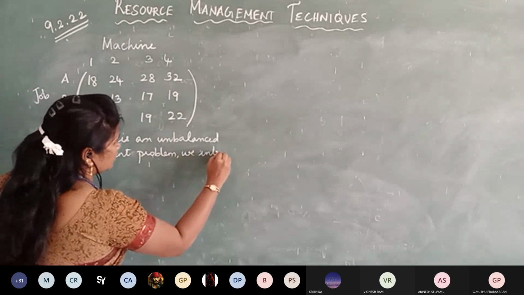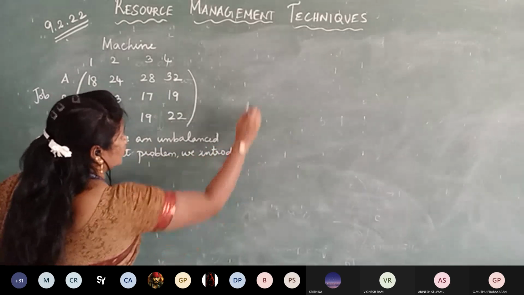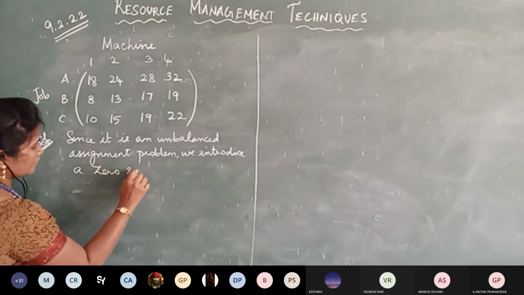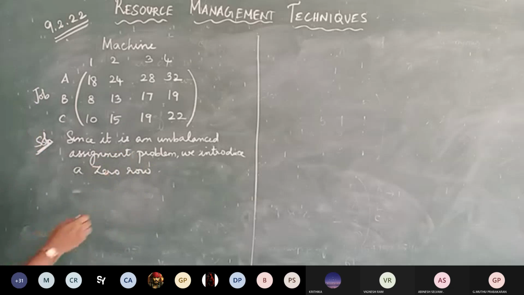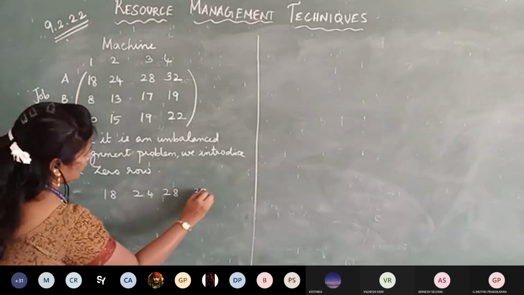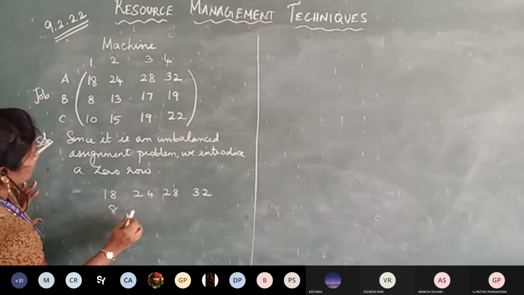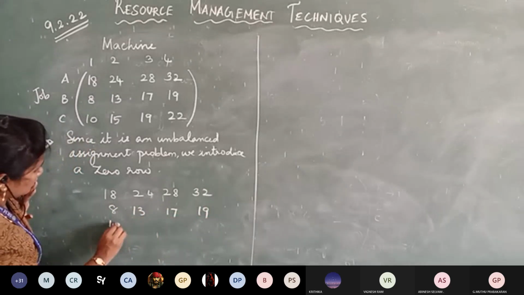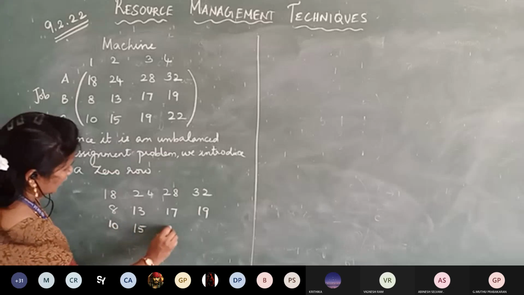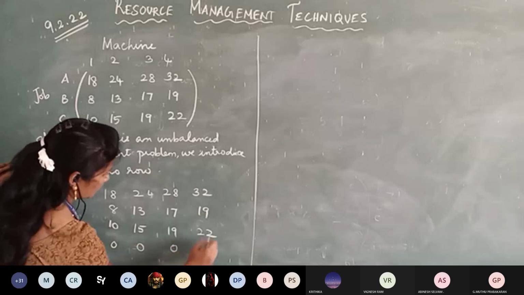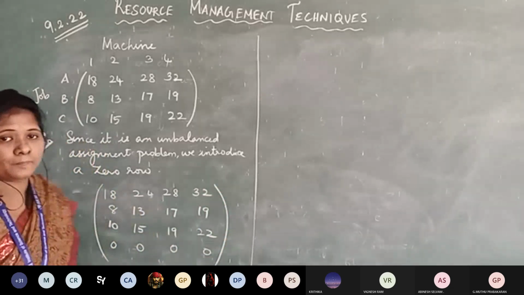We introduce a 0 row. So your matrix will become 18, 24, 28 and 32; 8, 13, 17, 19; 10, 15, 19, 22; 0, 0, 0, 0. This will become your step 1.